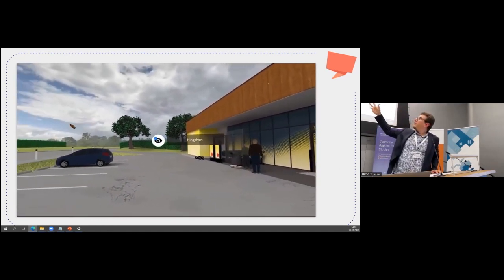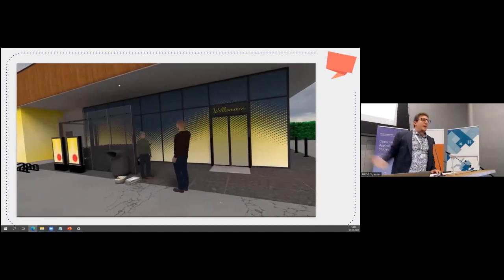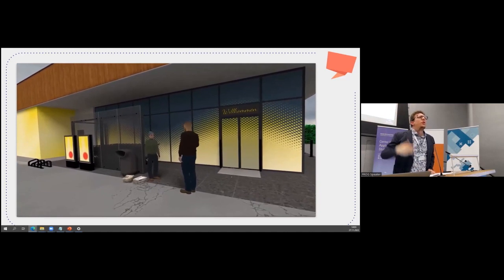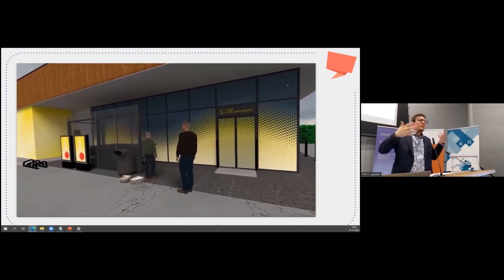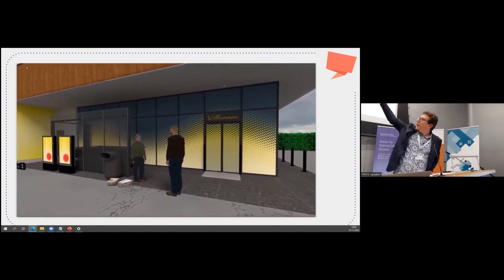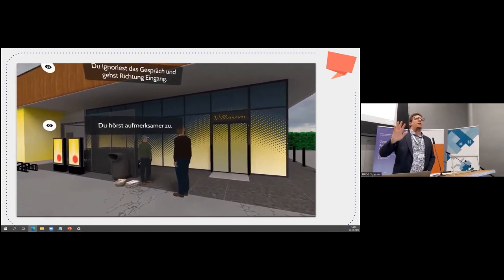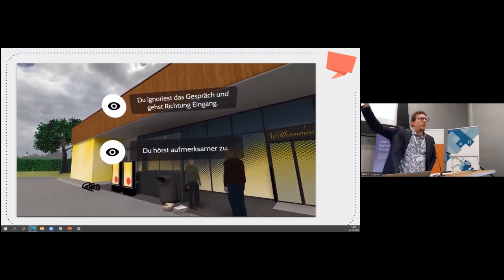And basically the whole scene starts at the parking lot, and you go towards the supermarket. And then you hear this scenario, and you hear the people arguing. And then, as you saw in the video, you have different options. You can either stand there, film, do nothing. You can engage. You can get closer and listen.